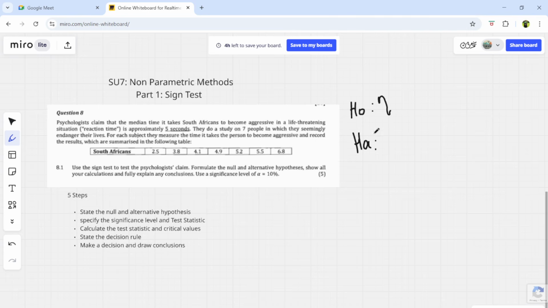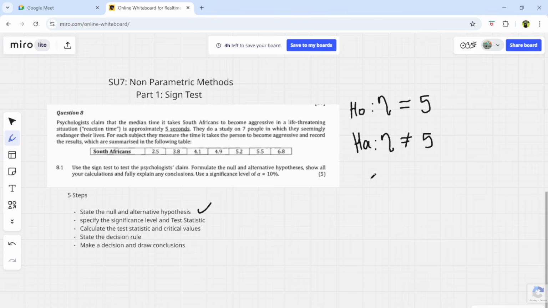Now the same understanding applies: we know the null hypothesis by now. They said it's approximately 5 seconds, so I'm going to say the median is equal to 5. For the alternative, because they didn't say less than or greater than, they just said approximately 5, I'm going to say the median is not equal to 5. Not equal to 5. This tells us that we're dealing with a two-sided hypothesis. We know what is a two-sided hypothesis, a left-sided hypothesis, and a right-sided hypothesis. I explained this in study unit 3. This is how you state your null and your alternative hypothesis.